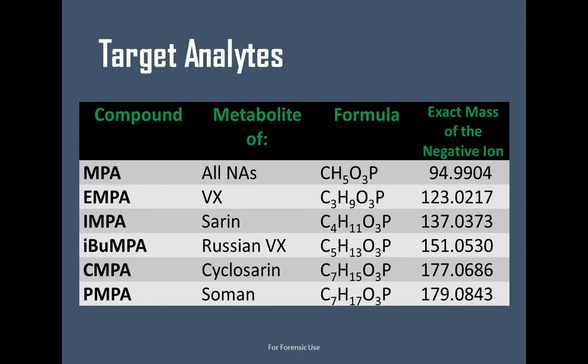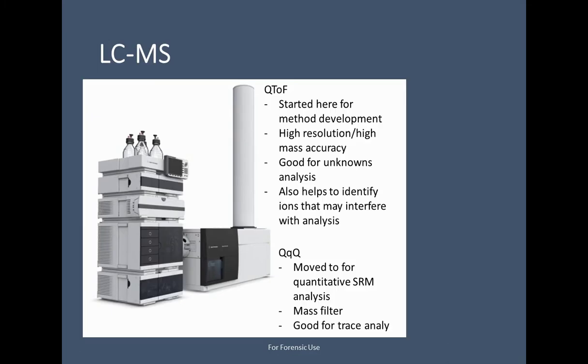And most of them are negative ions because of the phosphate structure, so they'll be ionized in a negative ion mode, and they're all metabolites of these various gases that have been used in the past. So to do this work, we centered on the use of liquid chromatography mass spectrometry, in particular using high-resolution mass spectrometry as the starting point.